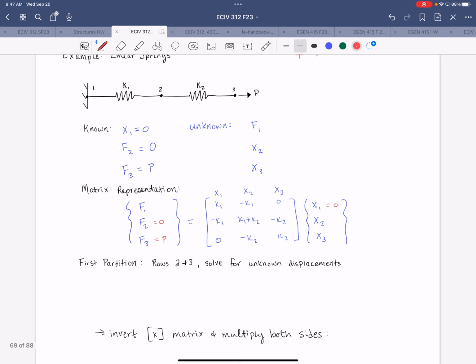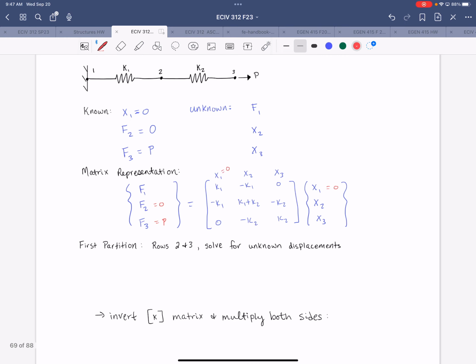All right, and because x1 is equal to 0, that's our boundary condition. That means all the values in this column are going to be multiplied by 0. So we can effectively just eliminate that column from our matrix for the analysis moving forward.